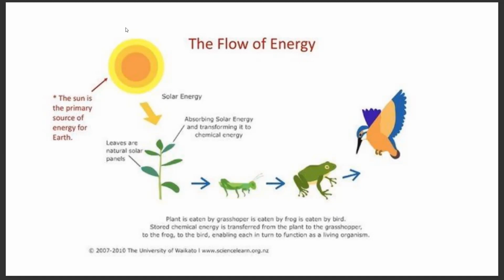Then primary consumer. Now here, the grasshopper is the primary consumer. Primary consumer means the organism that eats the primary producer. Normally, primary consumers are herbivores. It can be an algae eater or a bacteria eater.